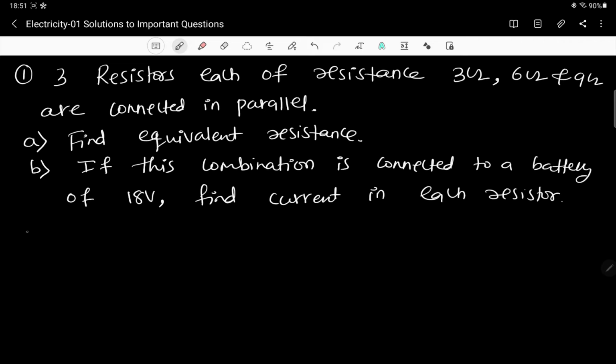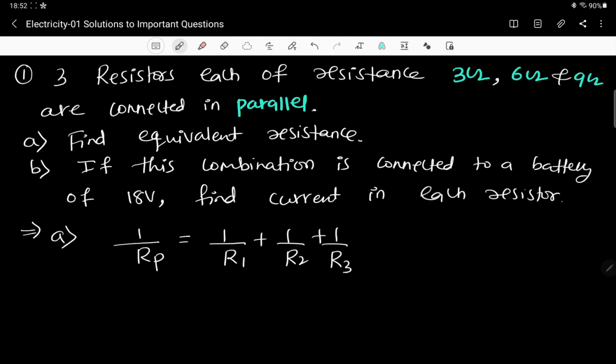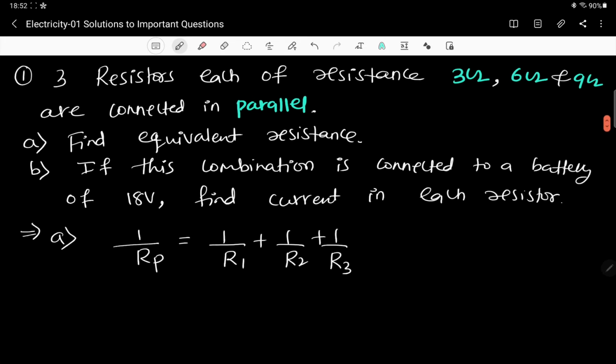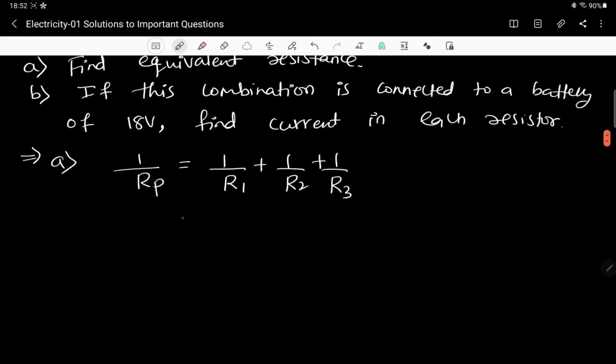All right, this is quite a simple question. Now look at this. All this 3 ohm, 6 ohm, and 9 ohm, how are they connected? They are connected in parallel, right? So you know about this parallel connection, no? So the equivalent resistance: 1 by Rp is equal to 1 by R1 plus 1 by R2 plus 1 by R3. That is for sure. So 3 ohm is R1, 6 ohm is R2, and 9 ohm is R3. So you can substitute these values.